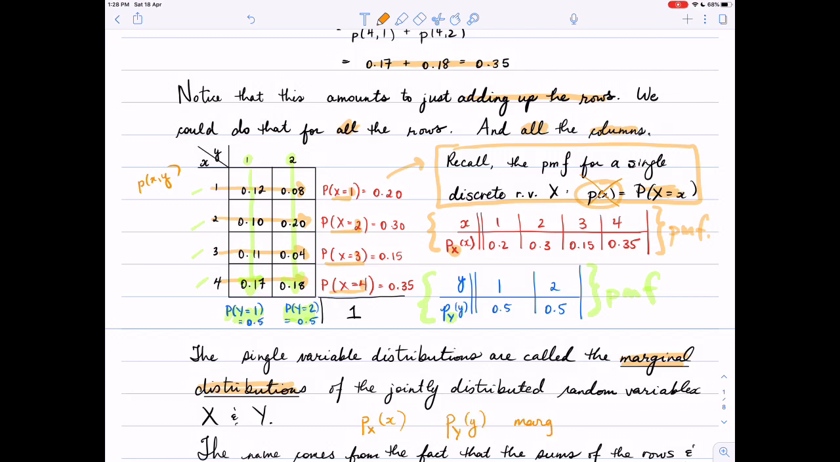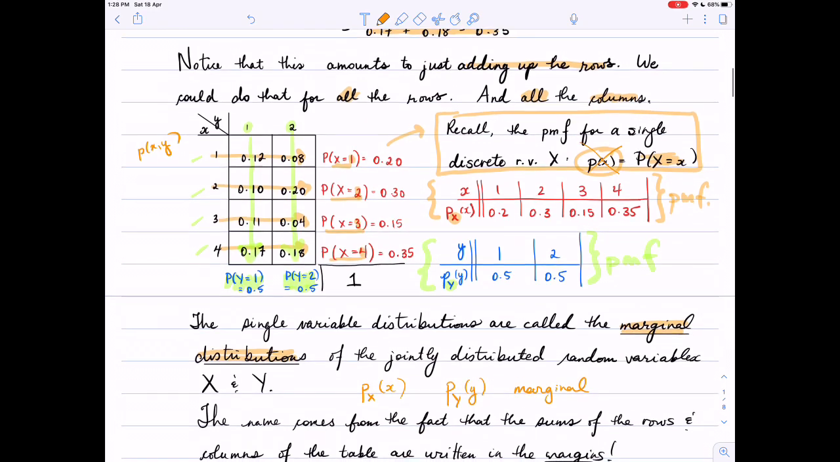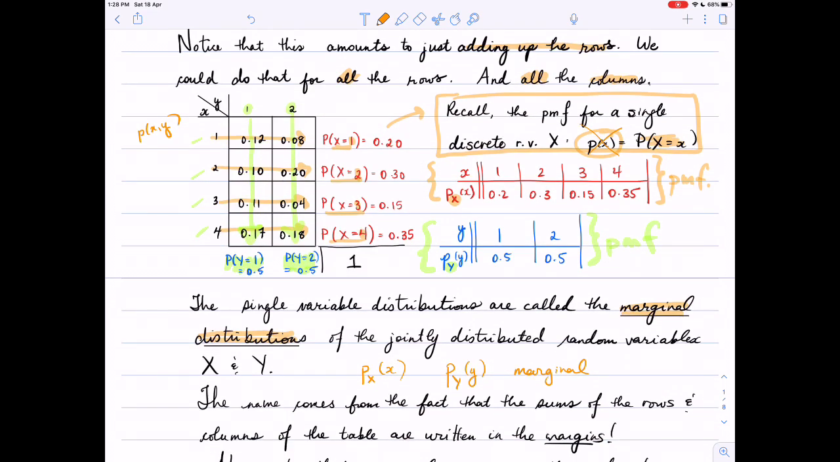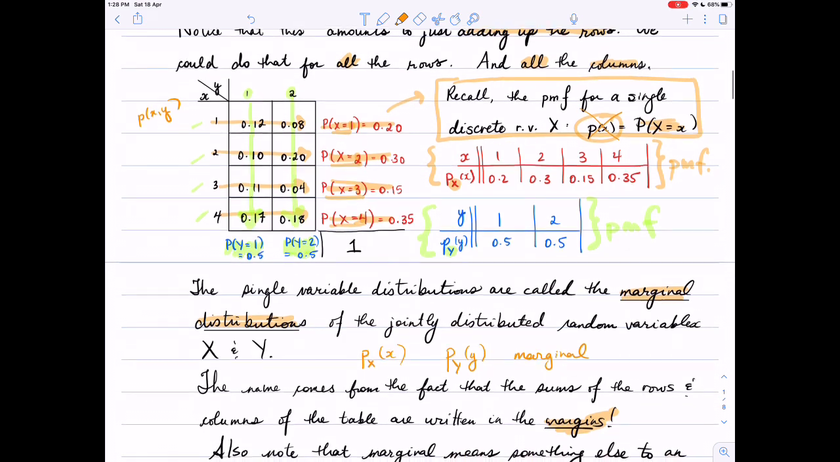They are the marginal distributions. And where does the name marginal come from? Well, it comes from where we wrote the sums. If you write the sums beside the table, you're writing them in the margins, and that is really where the name comes from. Those marginal distributions are when you add up and write the totals in the margins.